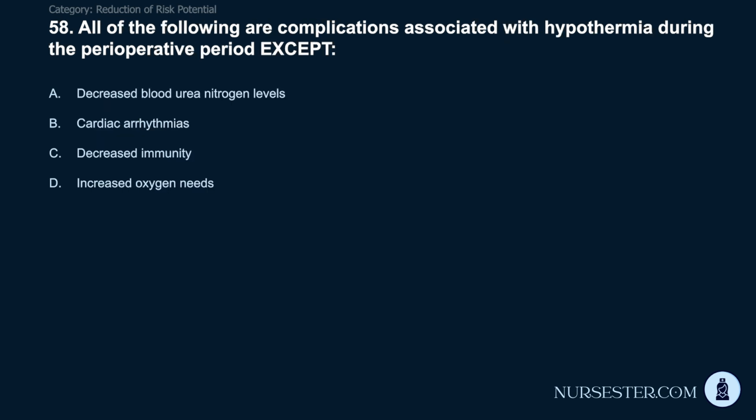58. All of the following are complications associated with hypothermia during the perioperative period except: A. Decreased blood urea nitrogen levels. B. Cardiac arrhythmias. C. Decreased immunity. D. Increased oxygen needs. Correct answer, decreased blood urea nitrogen levels.